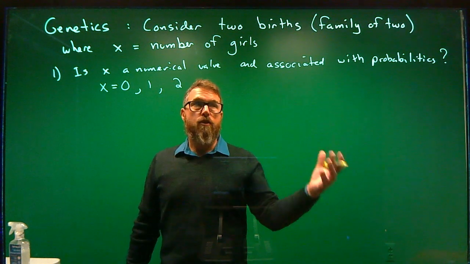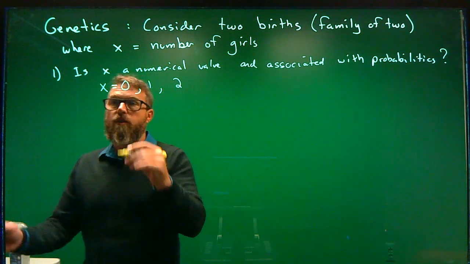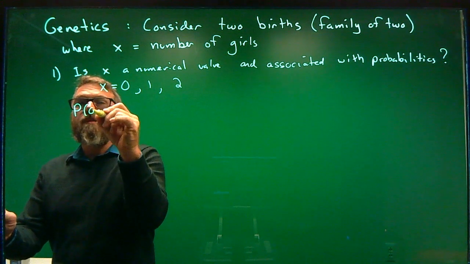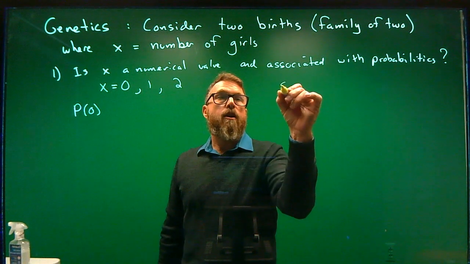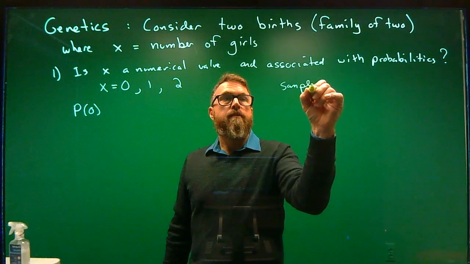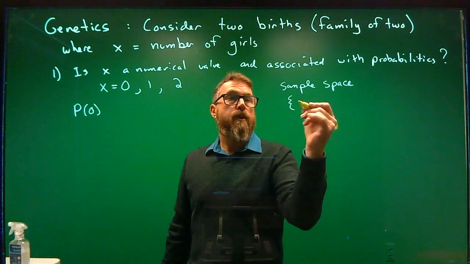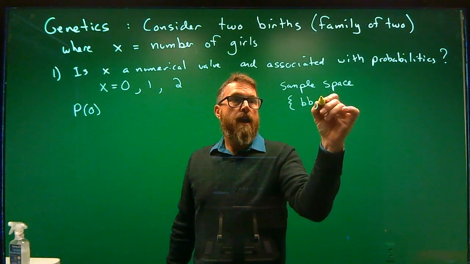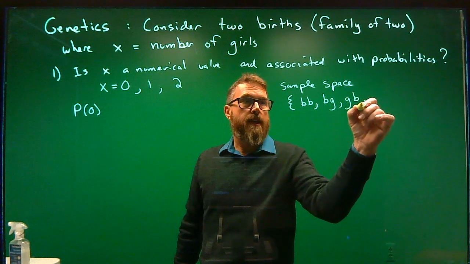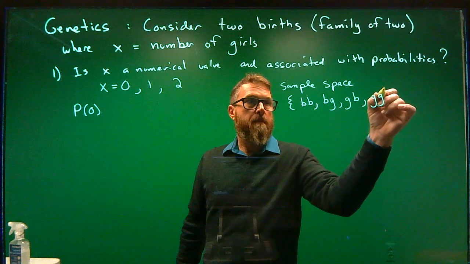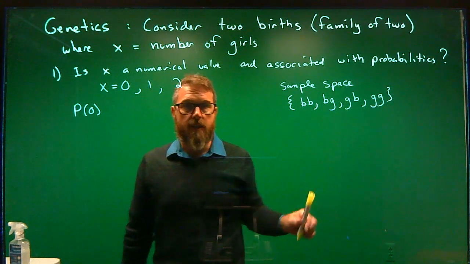Now, when I'm asking if they're associated with probabilities, I'm going to have to find the probability of each one of these numbers as well. So for instance, what is the probability of 0 girls? In order to determine this probability, let's look at our sample space. We can have 2 boys. I can have a boy first and a girl second. I can have a girl first and a boy second, or I can have 2 girls. These are all the possibilities for births in order.